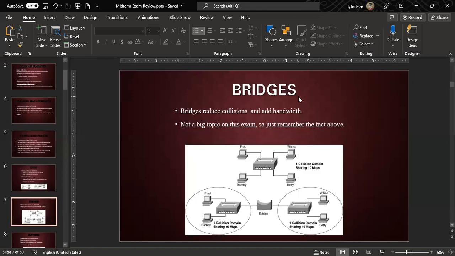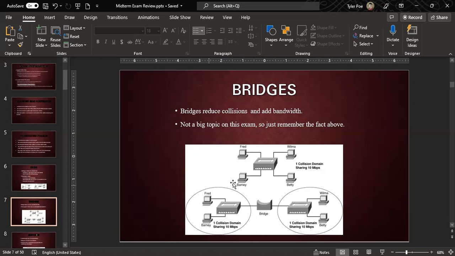Then there are bridges. Not a big focus in this class. We don't use them in GNS either, but as their name implies, they bridge LANs together, or specifically, they bridge collision domains together. They divide networks into two collision domains. You see this bridge here. This hub is a collision domain, and this hub is a collision domain. However, the bridge separates these two. Without the bridge, this would all be one collision domain.